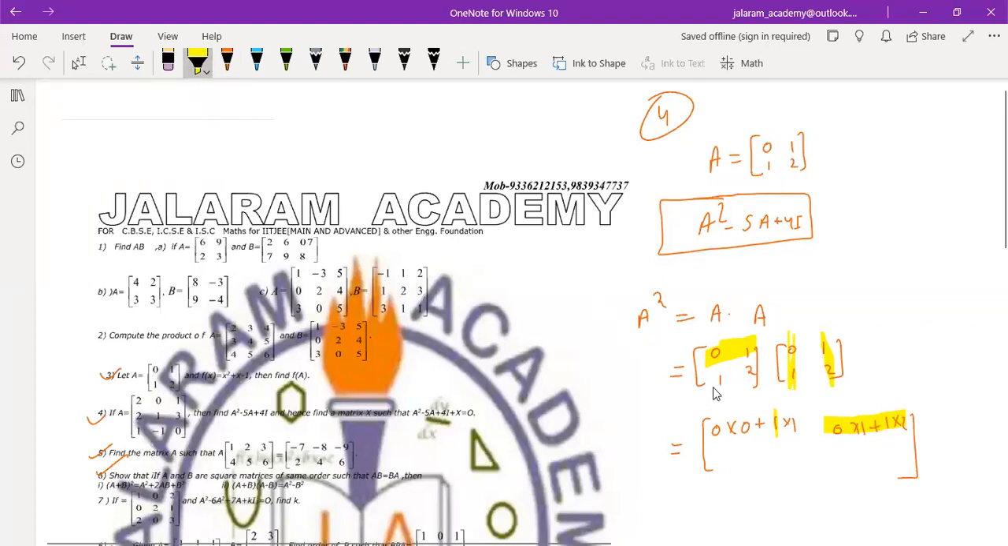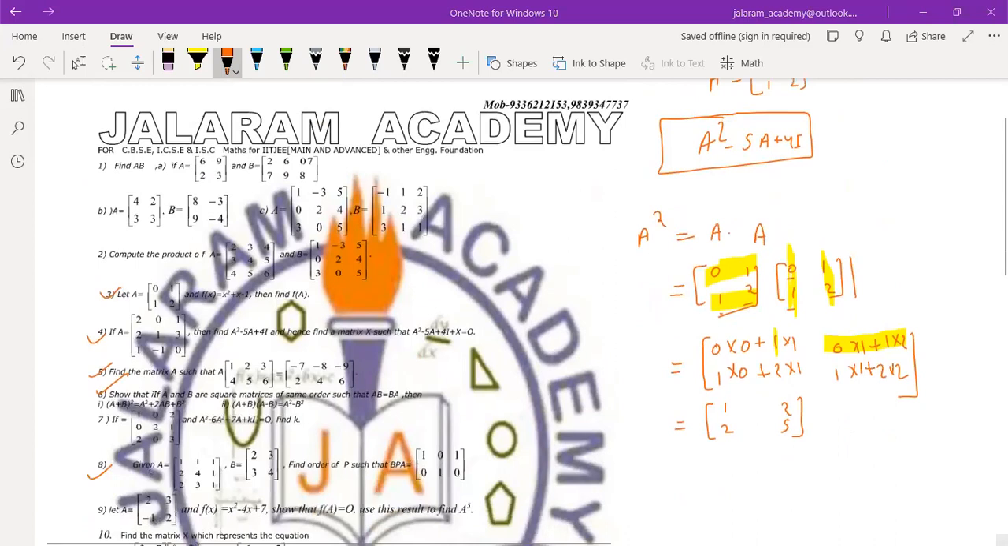Then second row, first column. Second row elements are 1, 2. 1 into 0 plus 2 into 1. In second row, second column, 1 into 1 plus 2 into 2 equals to 0 plus 1, 0 plus 2, 1 plus 4. So A square equals to 1, 2, 2, 5 row wise.